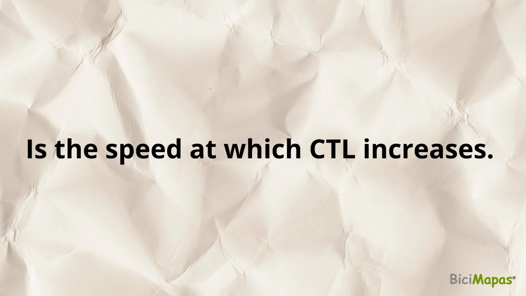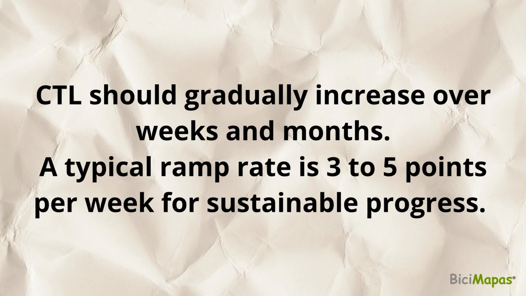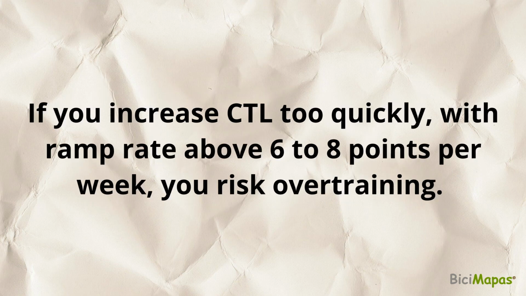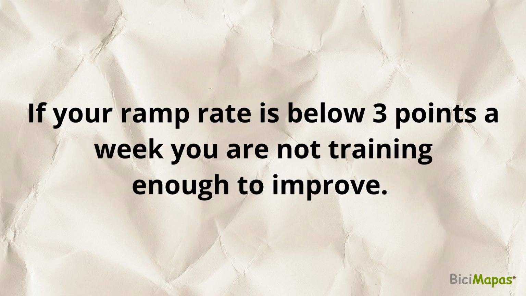Ramp rate is the speed at which CTL increases. CTL should gradually increase over weeks and months. A typical ramp rate is 3 to 5 points per week for sustainable progress. If you increase CTL too quickly, with a ramp rate above 6 to 8 points per week, you risk overtraining. If your ramp rate is below 3 points a week, you are not training enough to improve.